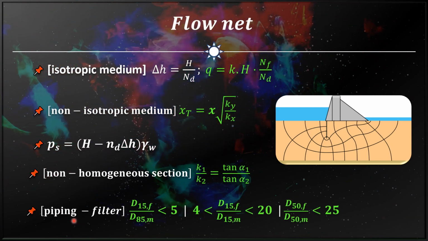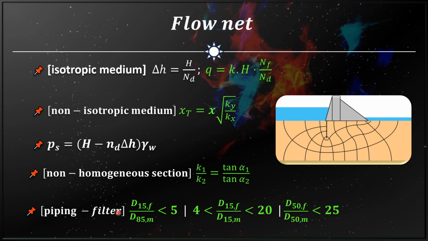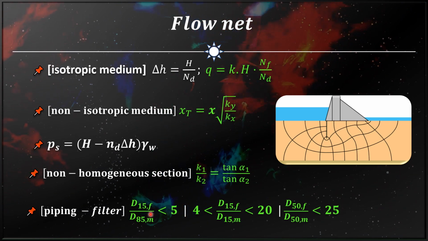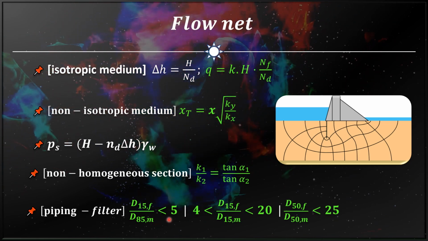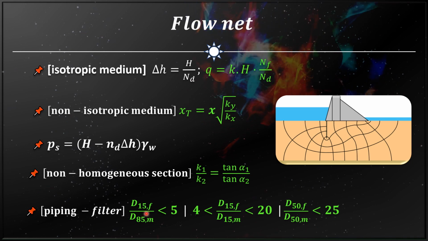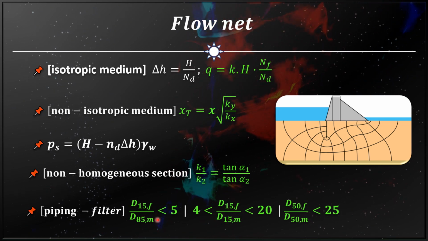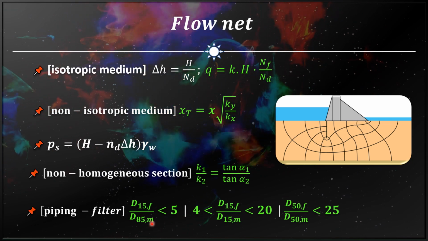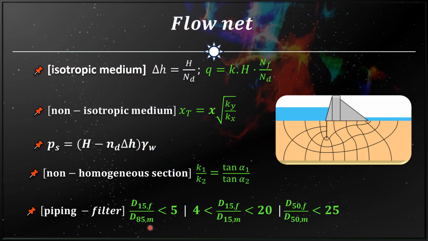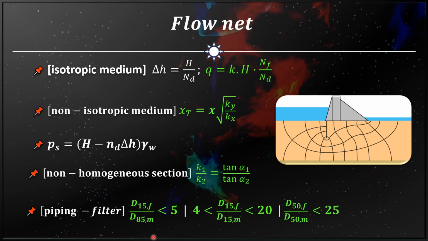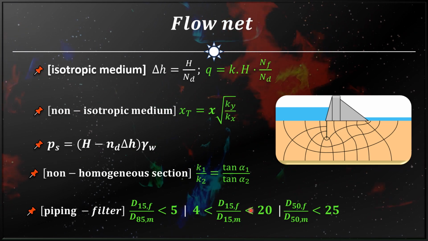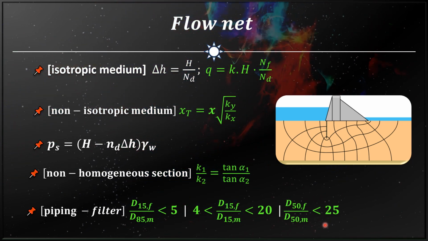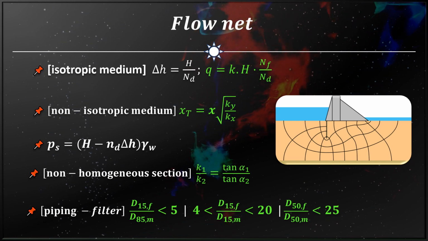And we have to prevent piping by providing filter. There are many ways of prevention of piping. One of the ways is providing filter. So in case of using filter, what are the criteria? So D15 of filter divided by D85 of medium shall be less than 5. What does it mean? D15 means the size below which 15% is finer than that. Similarly, the size below which 85% is finer is the D85 size. So D15 of filter divided by D85 of medium shall be less than 5, and D15 of filter to D15 of medium ranges from 4 to 20, and D50 of filter to D50 of medium shall be less than 25. So these are some criteria regarding filter to prevent piping failure.